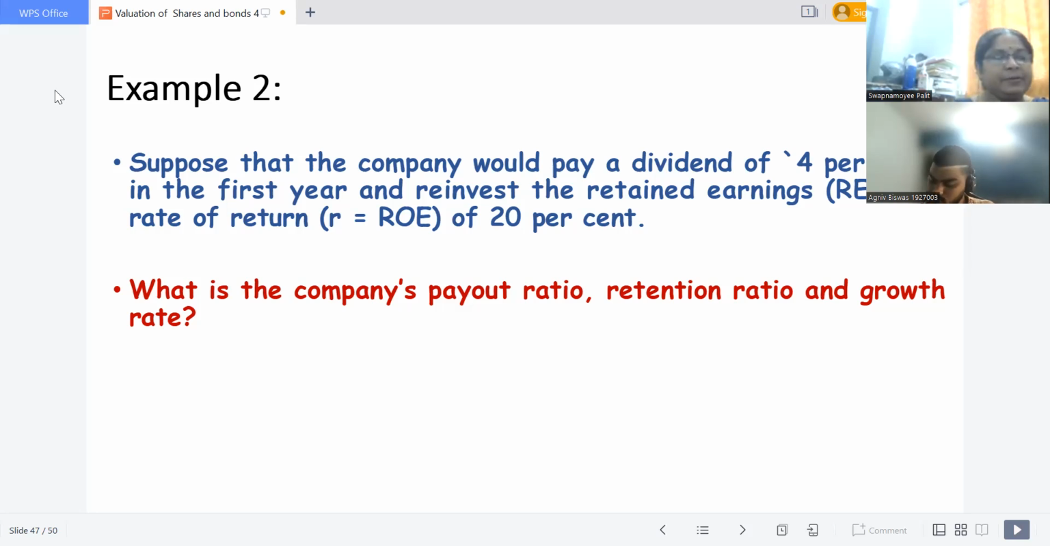So let us do that. Payout ratio means dividend divided by the earning per share. So let us go to the board and solve.